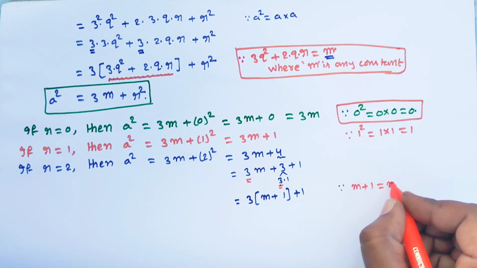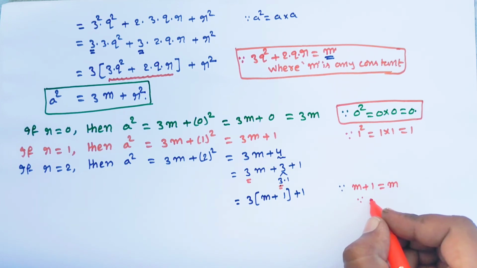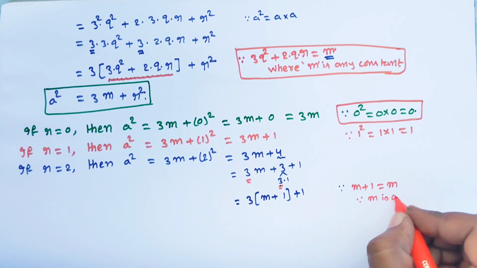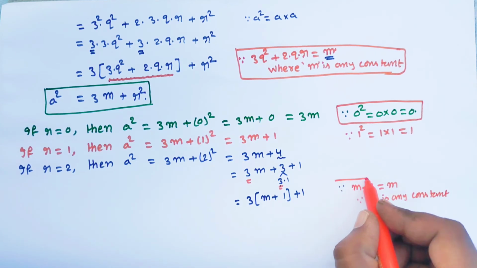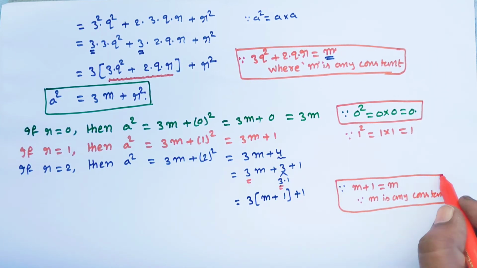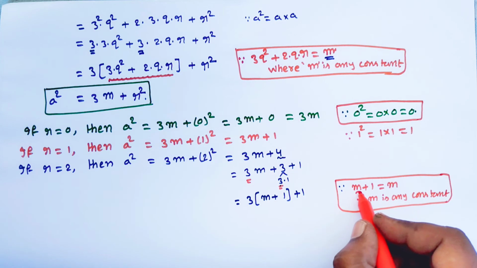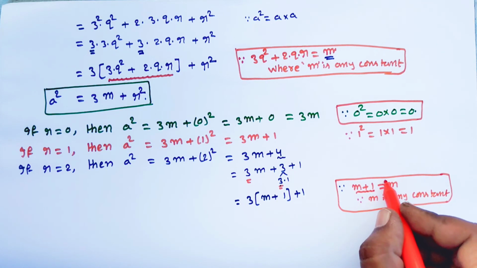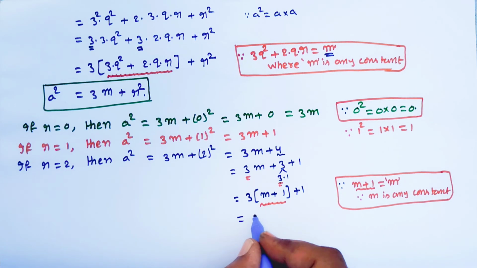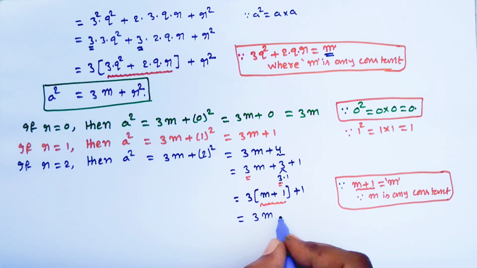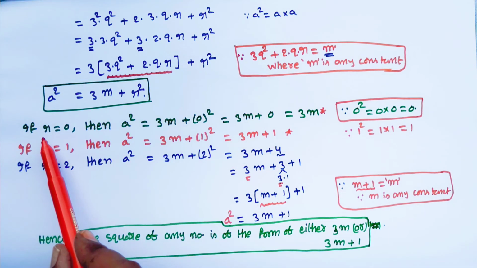So here m plus 1 is again written as m only, because m is a constant. To that constant, the 1 added is again a constant. That constant m plus 1 is represented by m only, where m is any constant. So we get 3m plus 1.